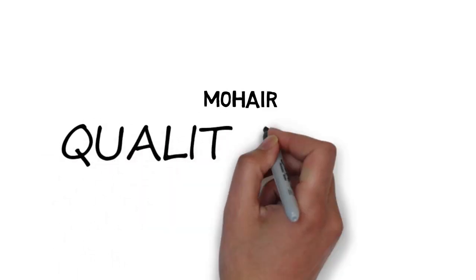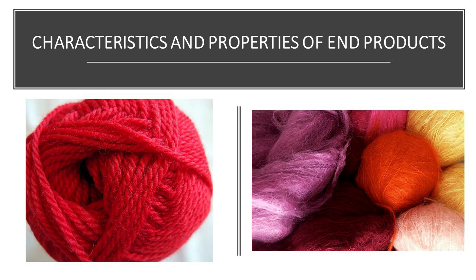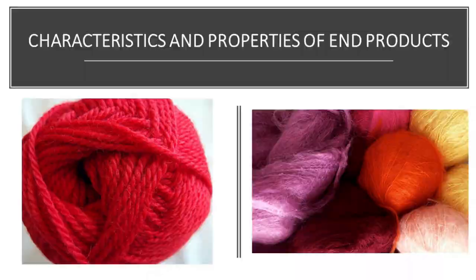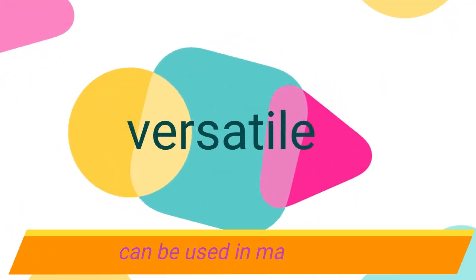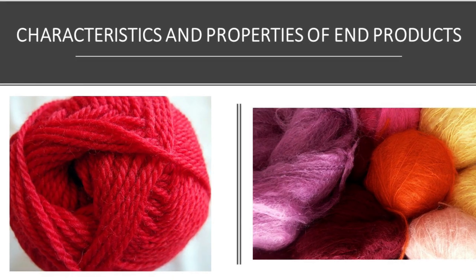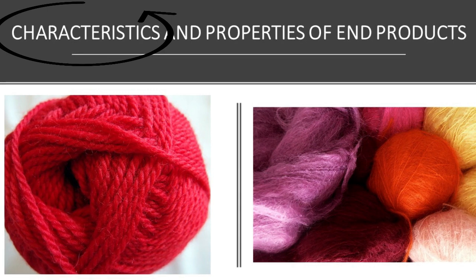Can you find a picture of the Mohair mark in your work environment? Through your work, you would have come to realize that mohair and wool have unique and special characteristics. Let us spend some time thinking about these characteristics and properties. Firstly, these fibers are versatile, meaning they can be used in many ways. The end uses of mohair and wool are determined by the main fiber characteristics, which we also touched on in the previous section.